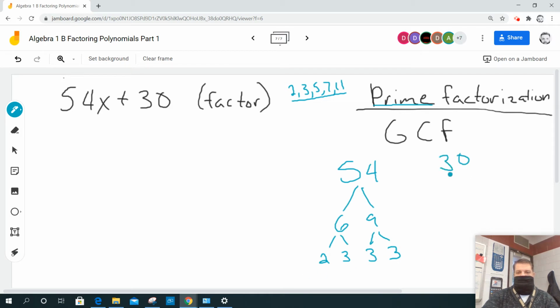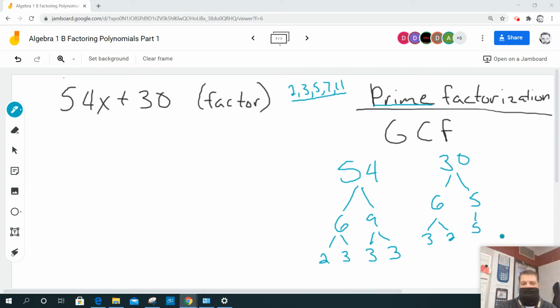Now for 30, I've got, I've got sloppy handwriting, 6 times 5, and then 3 times 2 times 5. Okay, so what do they have in common? Well, I have a 2 here. That's good. And a 2 here. Over here I have a 3. Over here I have a 3. Greatest common. That's it. That's all they have in common.